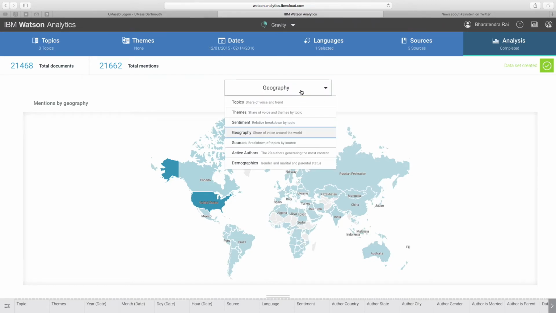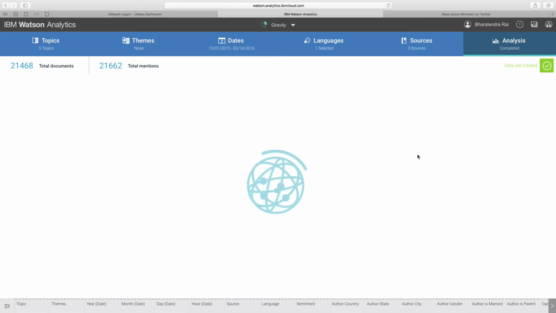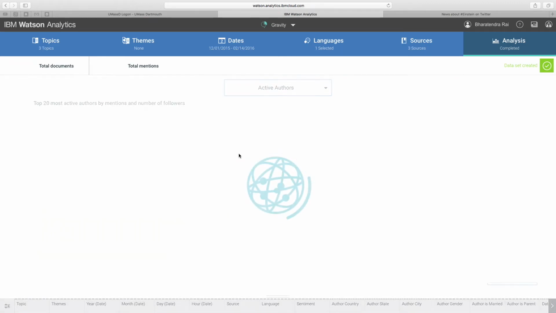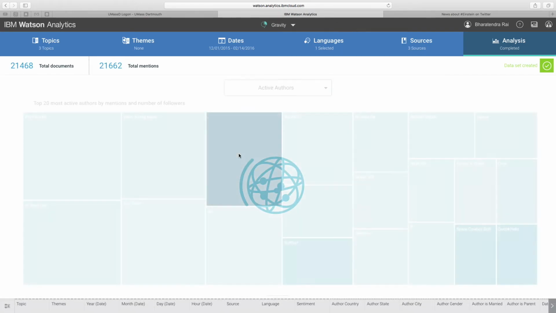Now let's look at the breakdown per the sources. If you remember, we had three sources. One was Twitter, another was discussion boards, and the third was reviews. Most of the discussions are on Twitter, whether it is hashtag LIGO or hashtag gravity or hashtag black holes. We can also look at who have been active authors for these terms.